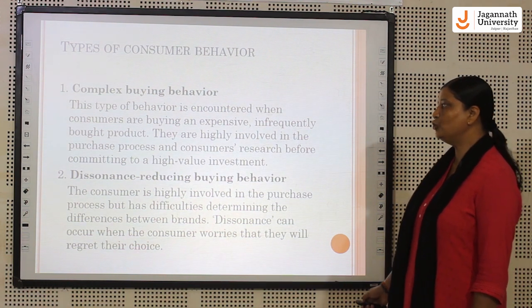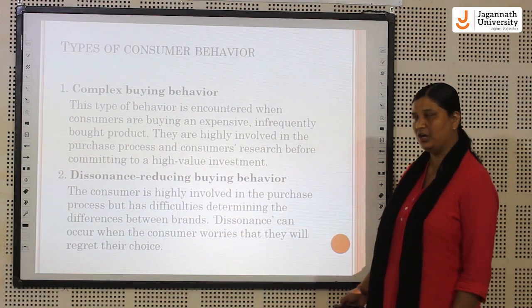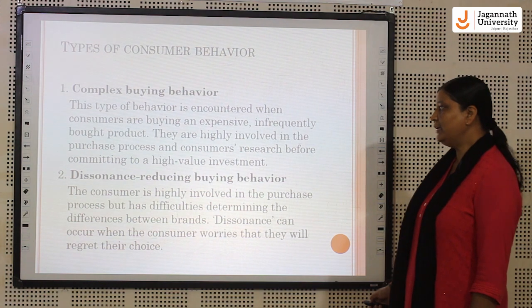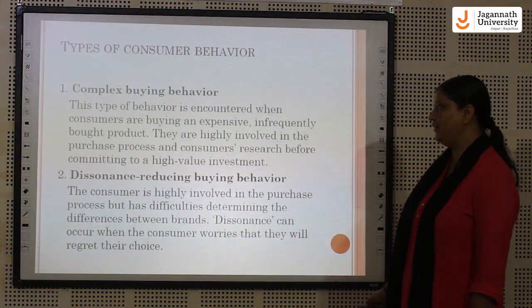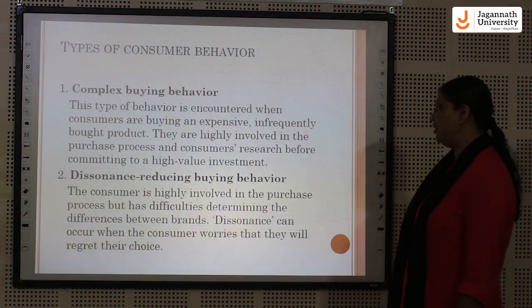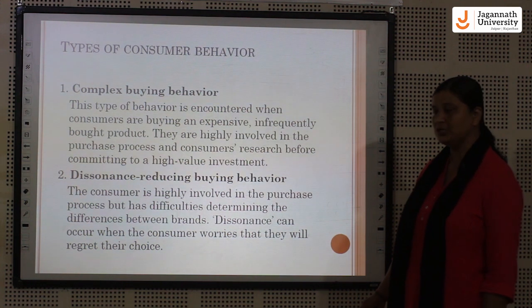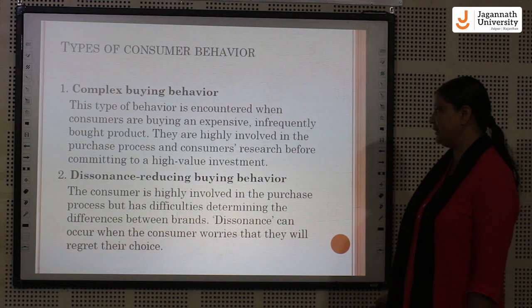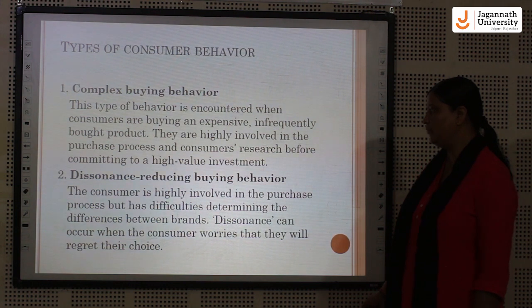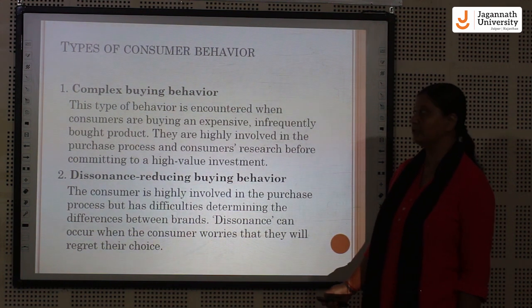Second one is the dissonance reducing buying behavior. In this type of behavior, the consumer is highly involved in the purchase process but has difficulties determining the differences between brands. Dissonance can occur when the consumer worries that they will regret their choice.